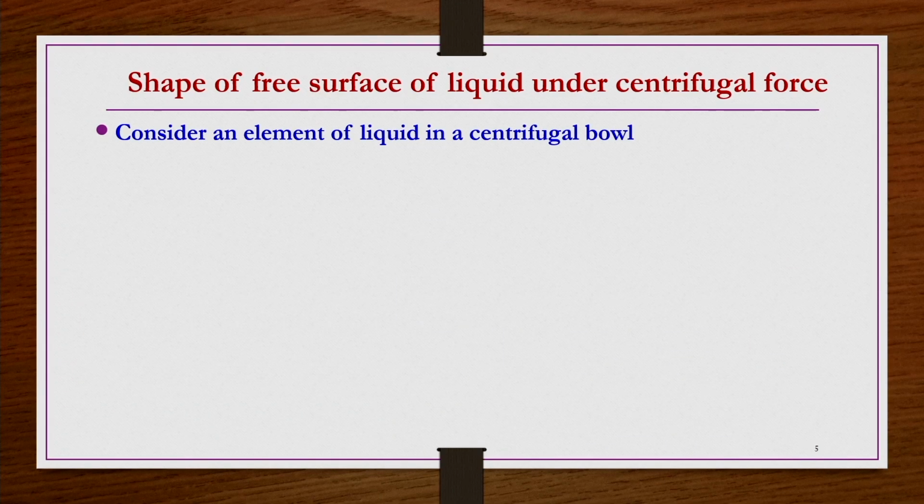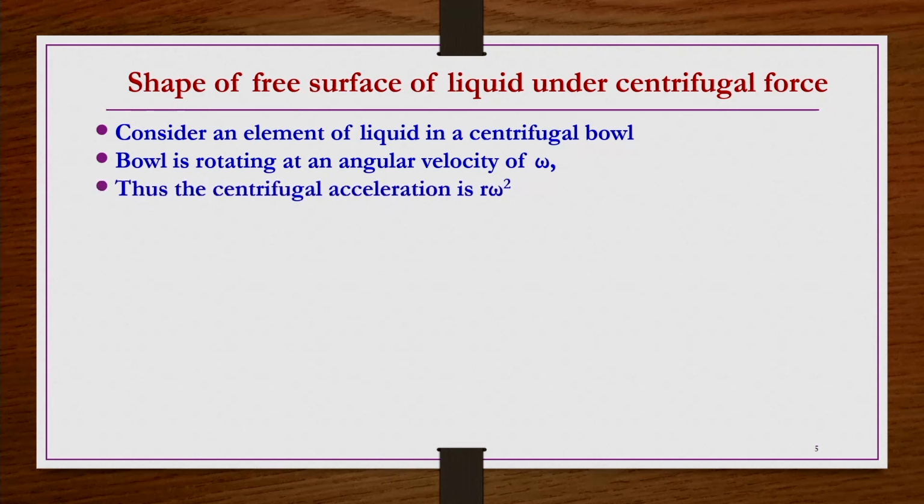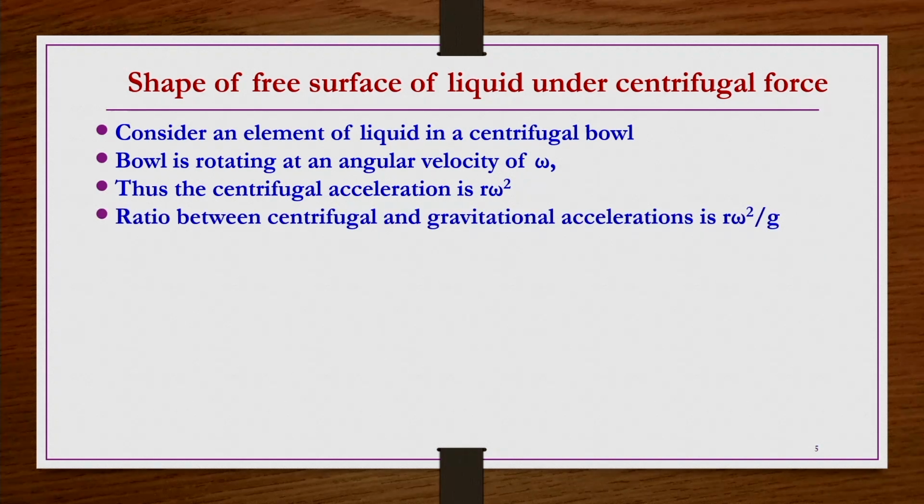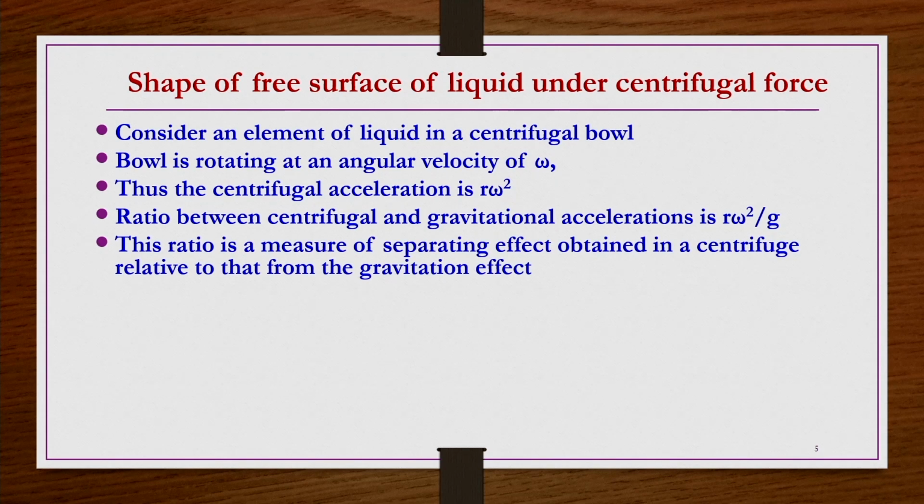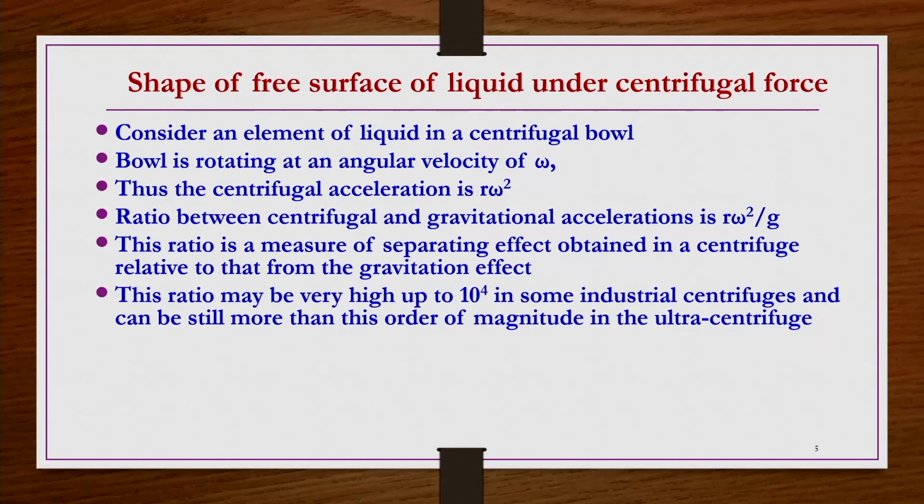Consider an element of liquid in a centrifugal bowl. The bowl is rotating at angular velocity omega. So the centrifugal acceleration is nothing but r omega square. Then the ratio between centrifugal and gravitational acceleration is simply r omega square by g. This we also know. This ratio is a measure of the separating effect obtained in a centrifuge relative to that from the gravitational effect. This ratio may be very high, up to 10 power 4 in some industrial centrifuges, and can be still more than this order of magnitude in ultracentrifuges as well.